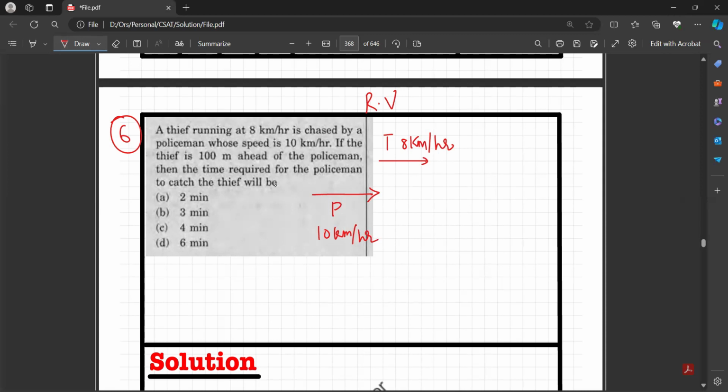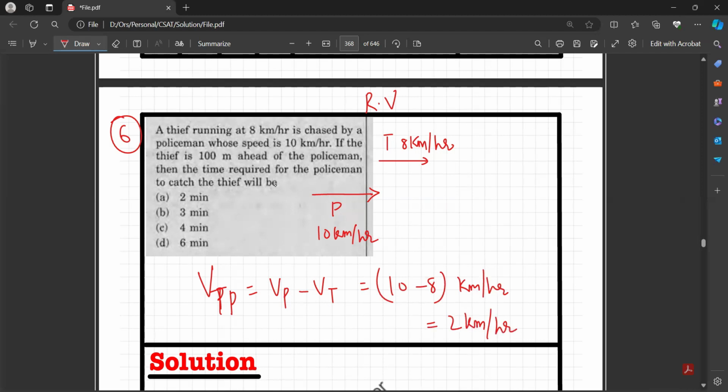जब हम रिलेटिव स्पीड ऑफ पुलिस, क्योंकि पुलिस जाके पकड़ेगा किसको, थीफ को, और थीफ विथ रिस्पेक्ट टू पुलिस अगर निकालेंगे, वी टी पी विल बी वेलोसिटी ऑफ पुलिस माइनस वेलोसिटी ऑफ थीफ, दैट इज इक्वल टू 10 माइनस 8 किलोमीटर पर आवर, नहीं तो पकड़ नहीं पाएगा ना। So that is equals to 2 kilometer per hour is the relative speed.